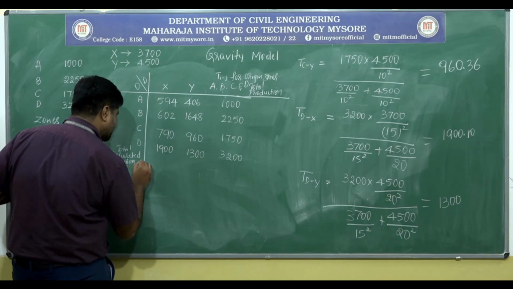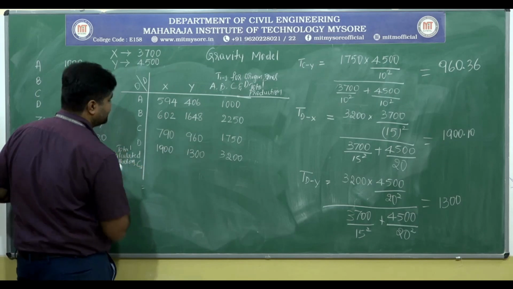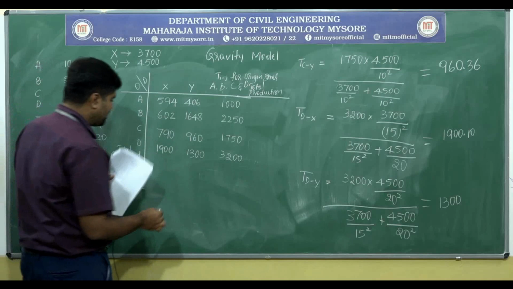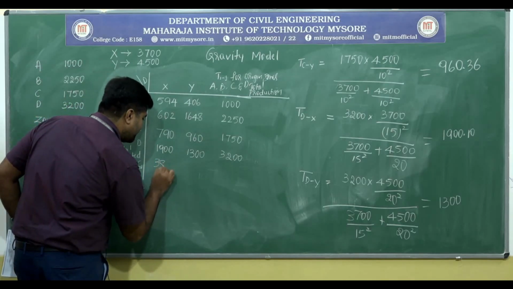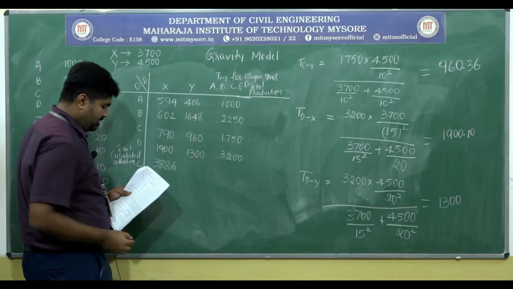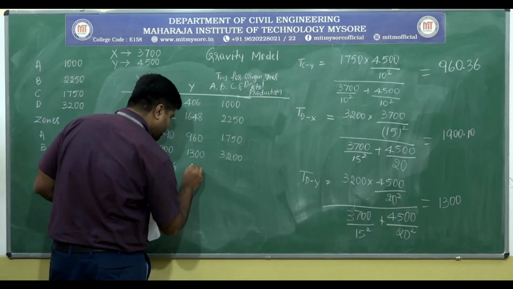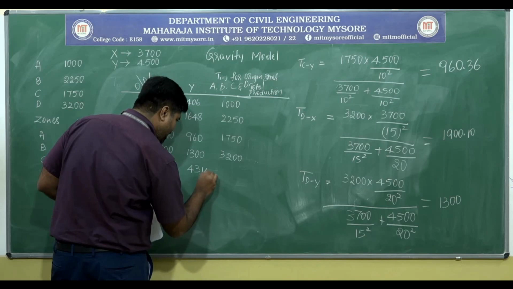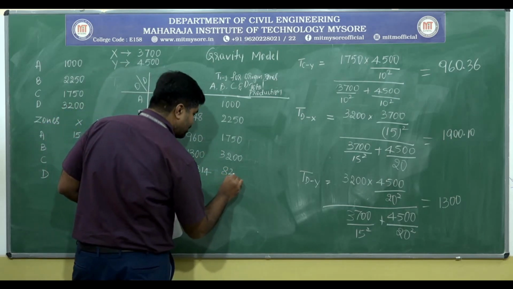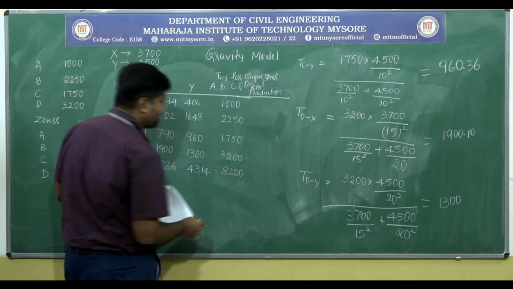Total calculated attraction. So I am calculating as CJ. We need to see how much the total comes to. This column total is 3886. Okay, add this column, we are going to get 4314. But the total will be the same. Total same comes. Okay, 8000.